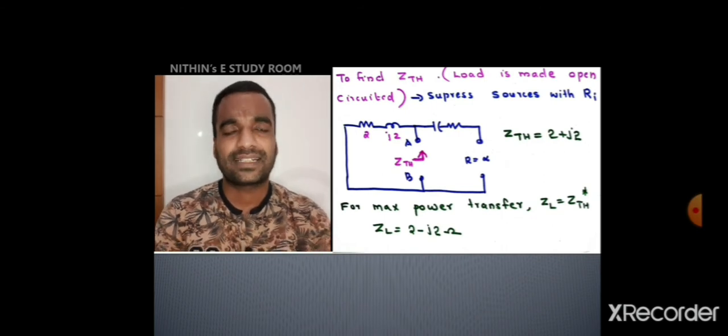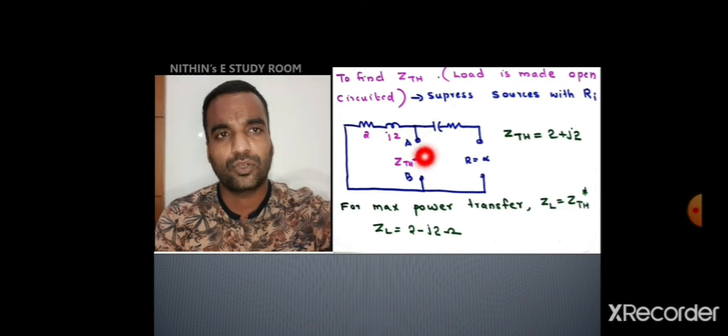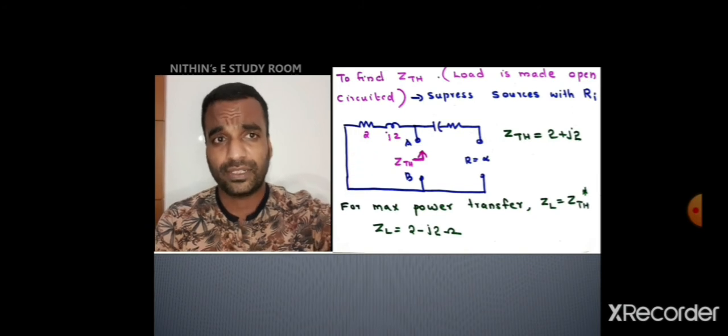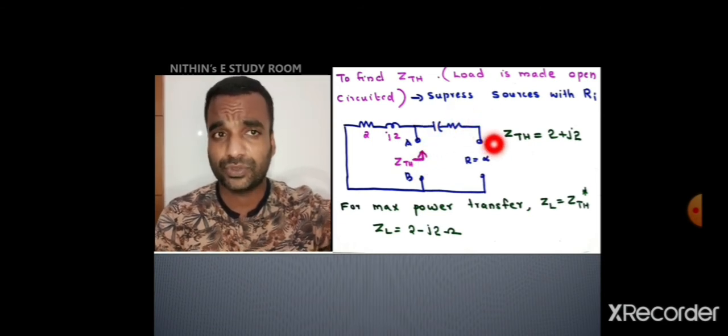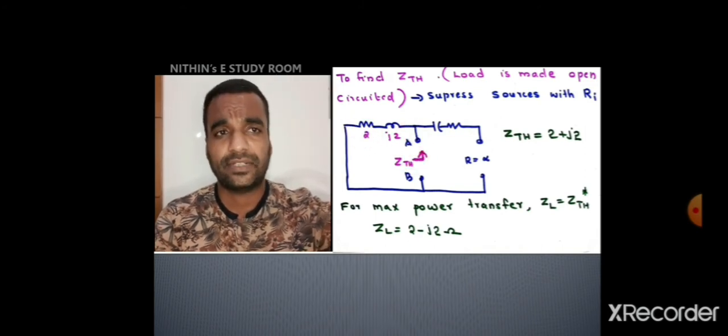To find Z Thevenin, first of all, I remove the load branch and replace the current source with an open circuit and the voltage source with a short circuit. Now find the Z from these terminals. This side is an open circuit portion, so current will not pass through this area. So the entire resistance is 2 plus J2. So Z Thevenin is equal to 2 plus J2.